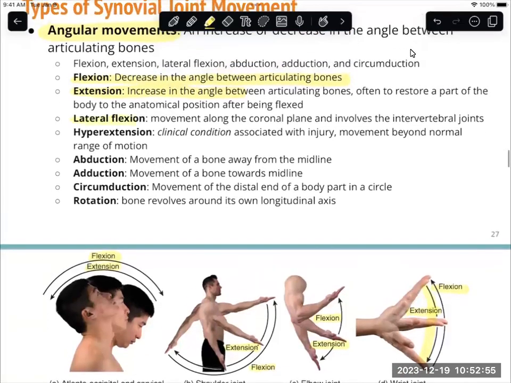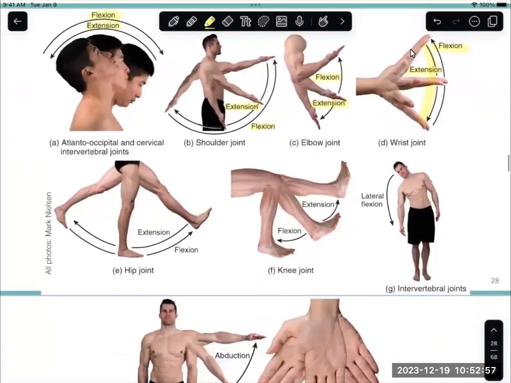Lateral flexion. Lateral flexion is bending laterally, sideways. This does show the flexion and extension of the knee joint and that hip joint.